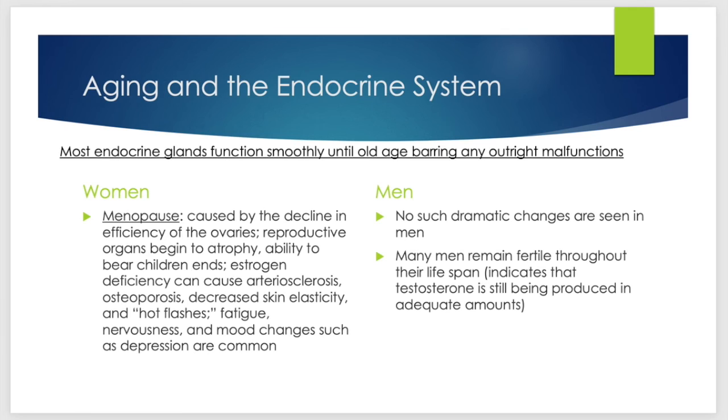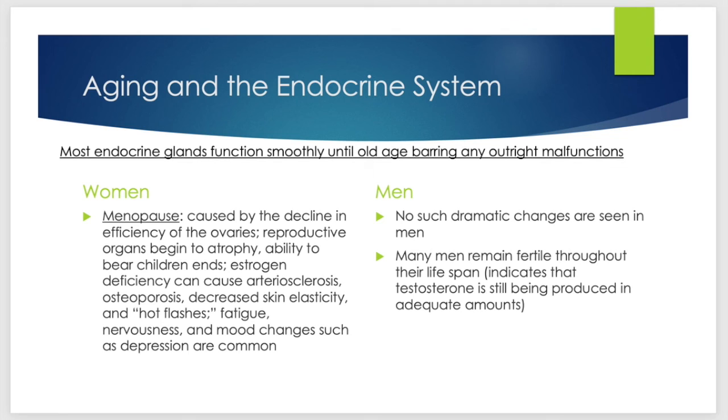And the last two things we have to look at, or last two slides, I should say, just looks at aging in our endocrine system. So most endocrine glands function smoothly until we get to an older age, other than other malfunctions, which we mentioned earlier. In women, there's a process called menopause, which is caused by the decline in efficiency of the ovaries. So reproductive organs will start to atrophy. They are no longer able to have children. They would produce less estrogen and progesterone.